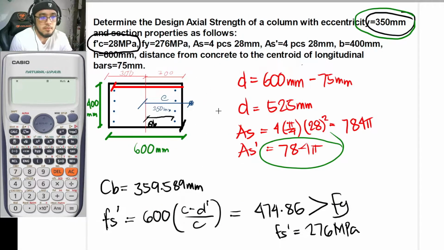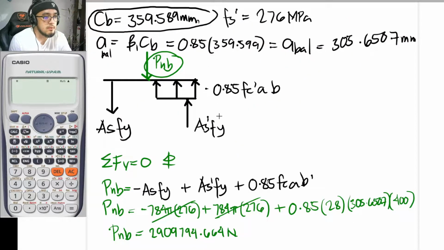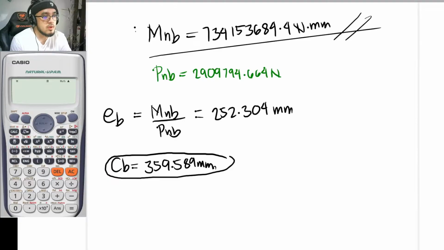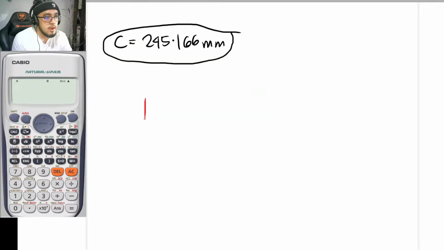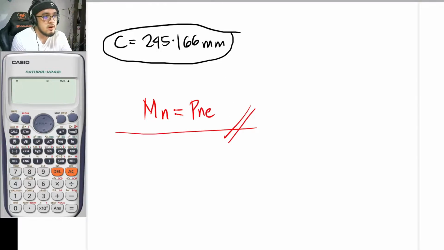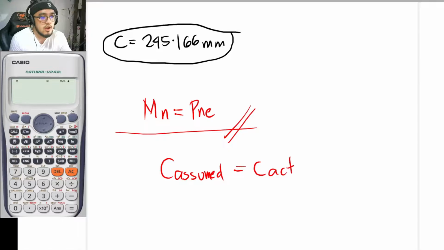So in this problem, for us to solve it via the analytical method, you must of course draw its stress diagram and analyze it as a beam while assuming a value for c. What we did here was that we assumed a value for c and resolved all of the parameters until a certain equation was satisfied: Mn must be equal to Pn times e. So up until this equation was satisfied, or let's say that your c assumed is equal to c actual. So that is the analytical method.